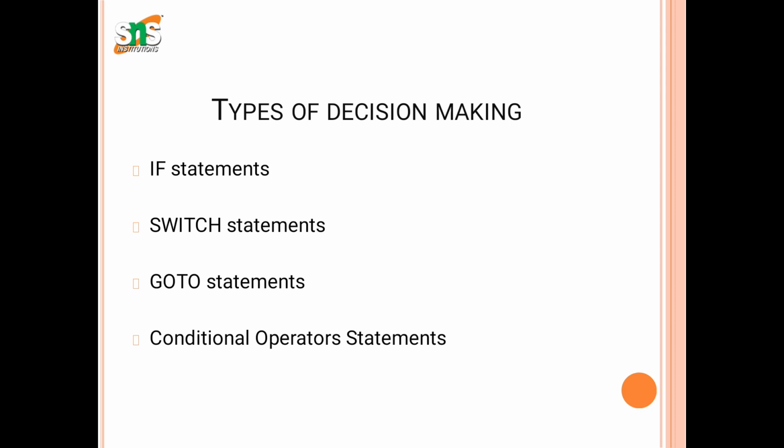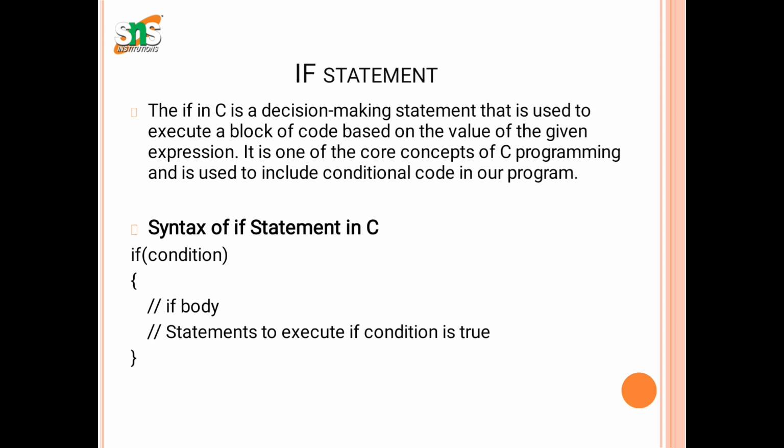Types of decision making: if statement, switch statement, goto statement, conditional operator statements. If statement: the if in C is a decision making statement that is used to execute a block of code based on the value of the given expression. It is one of the core concepts of C programming and it is used to include conditional code in our program.